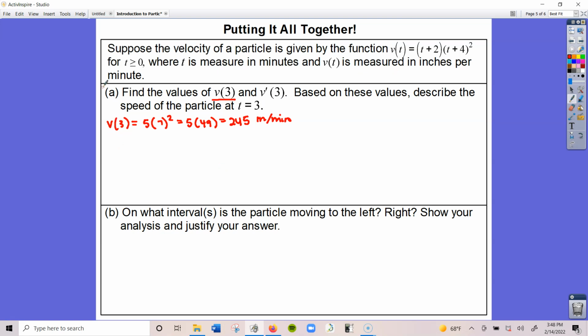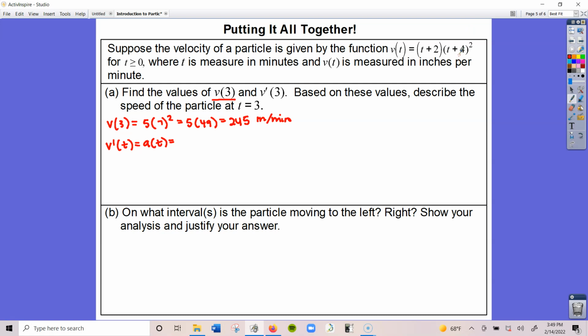Now we need v prime of 3, but before I can find v prime of 3, I need v prime of t. And remember that v prime of t, that is my acceleration function. So I'm going to take the derivative. You can do so in two ways. You can either multiply everything out and then use the power rule, because it will be a polynomial, or you can use the product and chain rule.